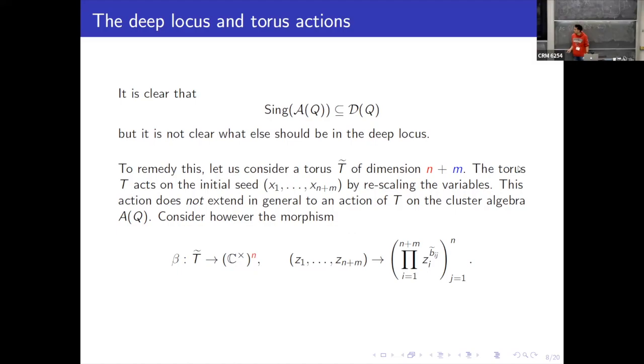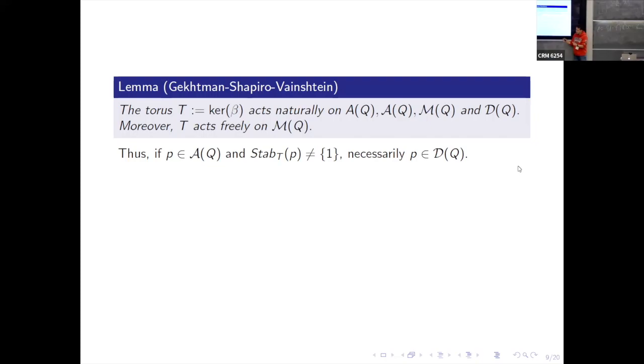First, we're going to consider a map from this torus of rank n plus m to a torus of rank n, which is given essentially by the transpose of the exchange matrix. You send this n plus m tuple to this n tuple, where the powers are given by the transpose of the exchange matrix associated to this initial seed. And you can do this for every seed, so you can act in every cluster torus. It is a theorem of Gekhtman, Shapiro, and Vainshtein that when you restrict the action to the kernel of this beta, all these actions actually glue together to form a global action on the cluster algebra, and therefore on the cluster variety.